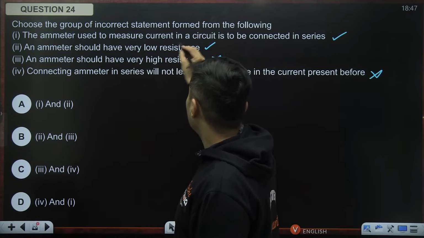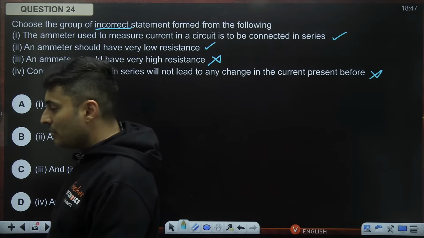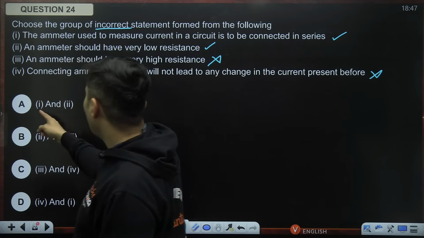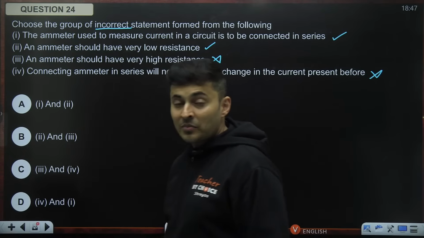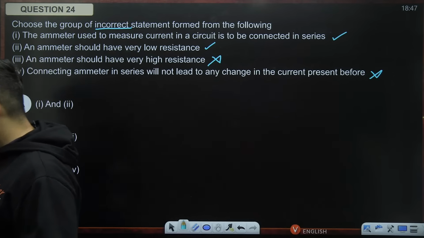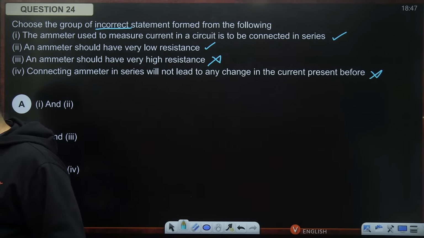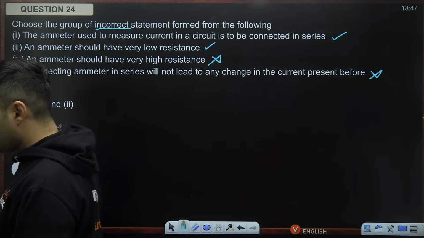They had asked which of the following is an incorrect statement, not correct. Many kids make a mistake and they mark 1 and 2, which is option A. So don't hurry up, don't make silly mistakes. The questions are not difficult in these exams. It is the silly mistakes, misreading, overconfidence, which kill your marks.